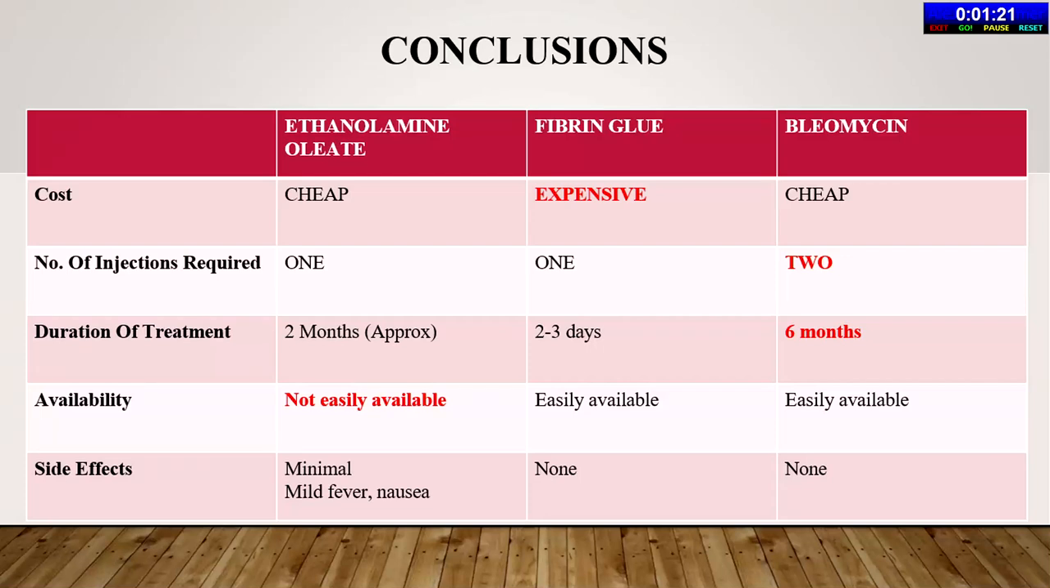Ethanolamine oleate is a cheap drug, but it's not easily available. With fibrin glue, the duration of resolution was 2 to 3 days, but it's very expensive. Bleomycin is a cheap drug, but the duration of resolution is 6 months in this case. So if the cost factor is eliminated, fibrin glue is the best sclerosing agent that can be used; otherwise, bleomycin is the best, with cheaper availability and the duration of action. Thank you.